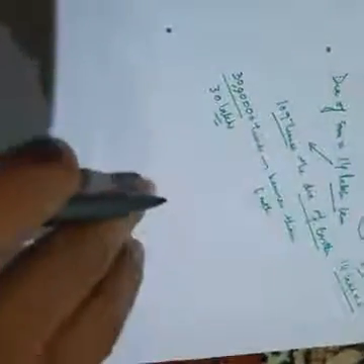Number two, the second question that we are going to discuss here: what is the distance from the Sun to the Earth? That's about 150 million kilometers.